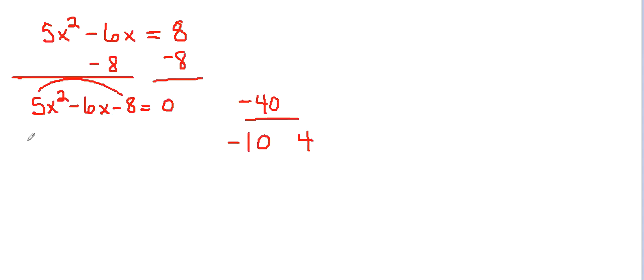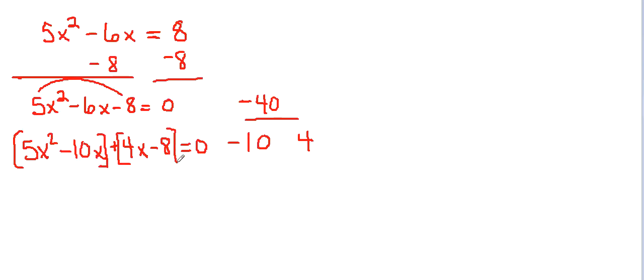Let's rewrite the problem to be 5x squared minus 10x plus 4x minus 8, and all this equals 0. My 4-term polynomial is evident right there. And I'm grouping them like I did before, and factoring each of these. On the left side I can take out a 5x, and what's left over is the x minus 2.